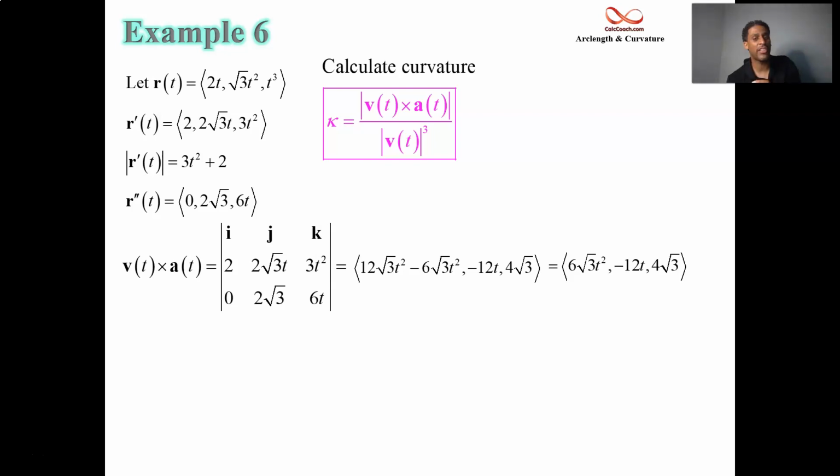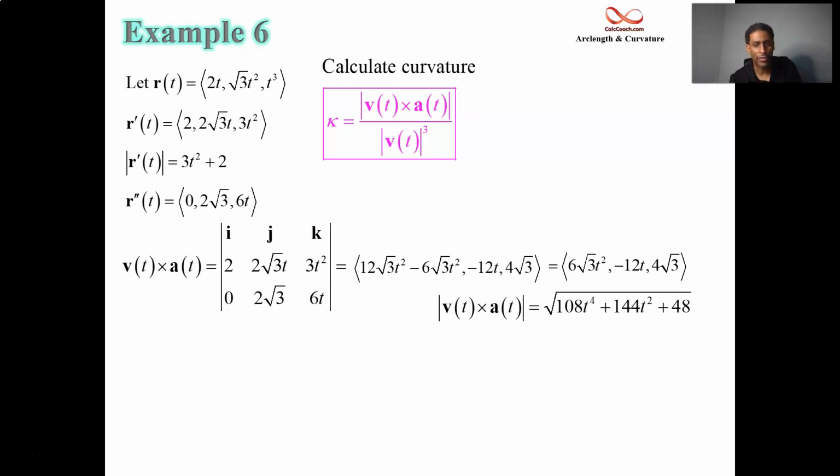But we don't want this vector. What we want with this vector is the magnitude of it. The numerator is the magnitude of it. So square, square, square, add them all up. 6 root 3 squared is 108. 12 squared is 144. 4 root 3 squared is 16 times 3, 48. So there's a t to the fourth. There's a t squared. It looks like a quadratic. The numbers are kind of large.